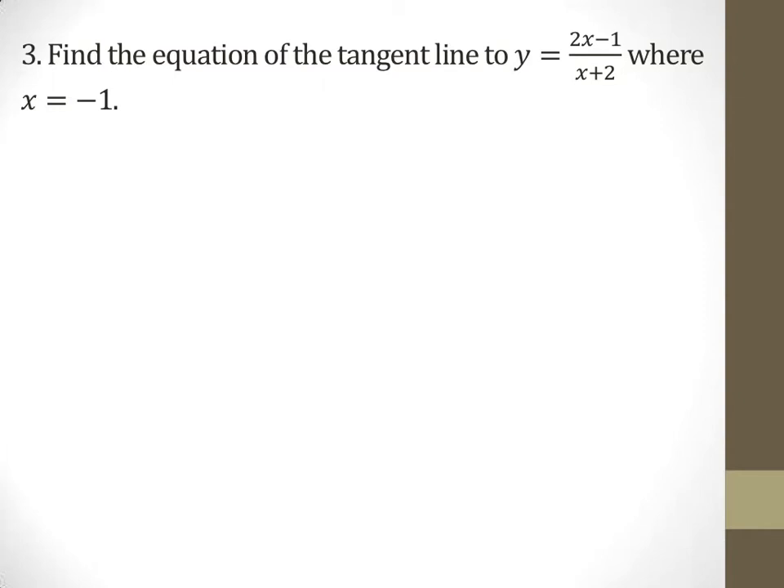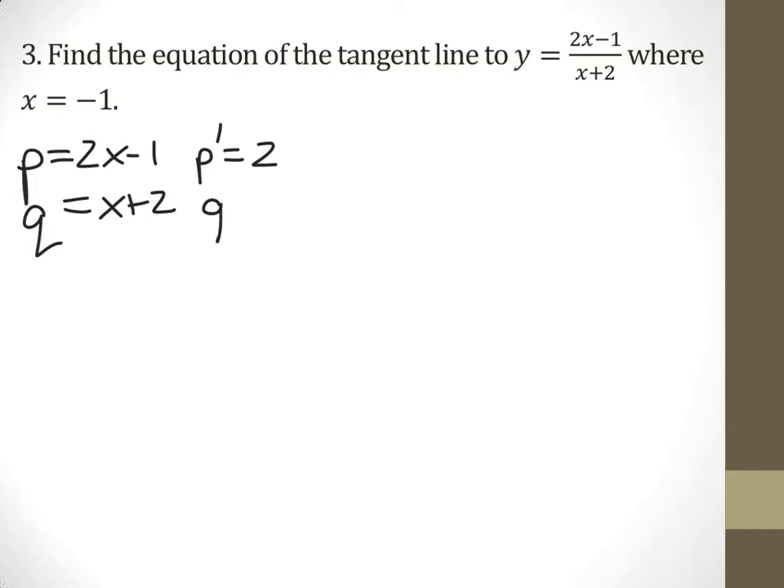Let's do one more, and this one's a little more complicated because it's a quotient rule, but that's okay, because we can still take a derivative from that particular function. P is equal to 2x minus 1, so p prime is 2. Q is x plus 2, so q prime is equal to 1, because remember there's a 1 sitting out front here.